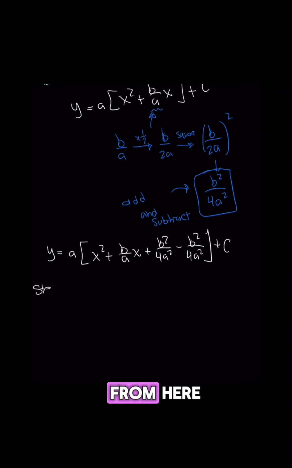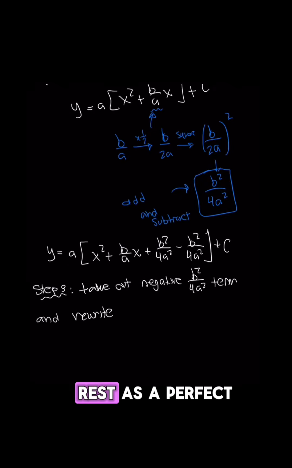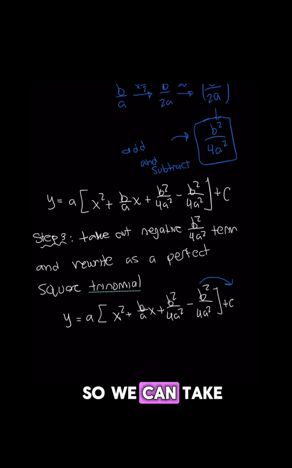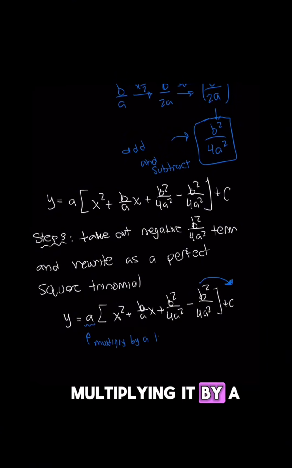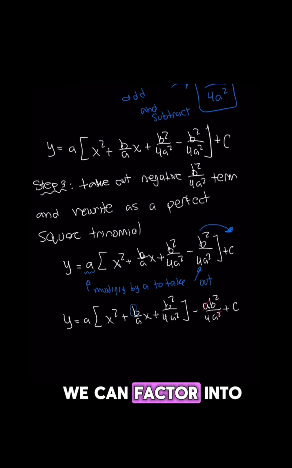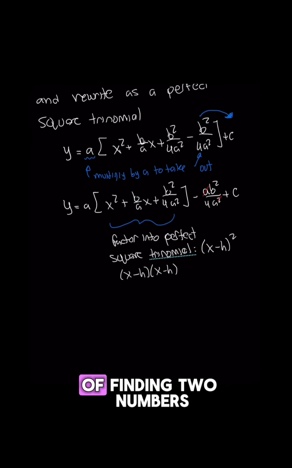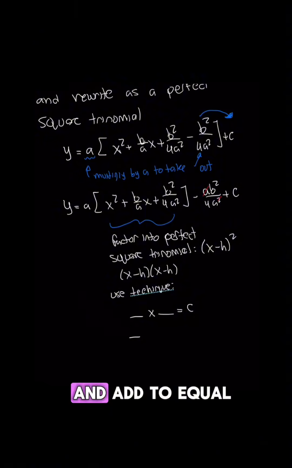And then step 3 from here, we take out the negative b squared over 4a term, and we rewrite the rest as a perfect square trinomial. So we can take this term out by multiplying it by a. If we do that, we get this expression. Then from here, we can factor into a perfect square trinomial of this form by using the technique of finding two numbers that multiply to equal c and add to equal b.